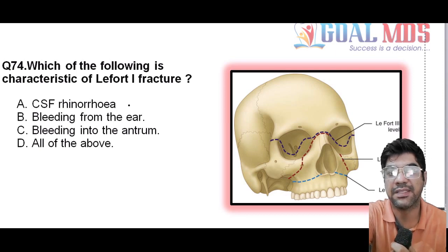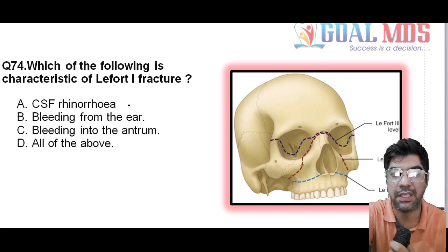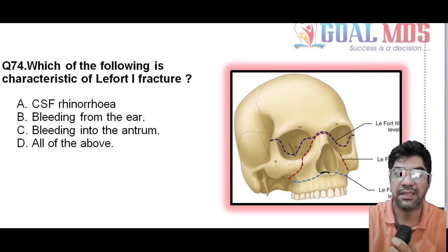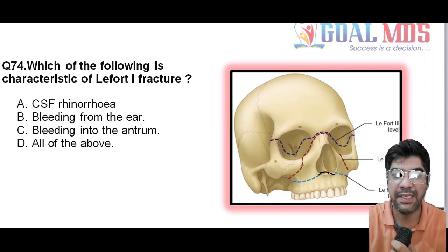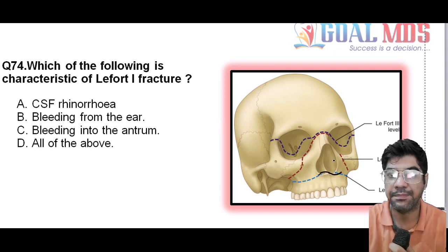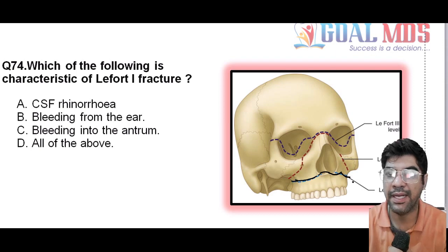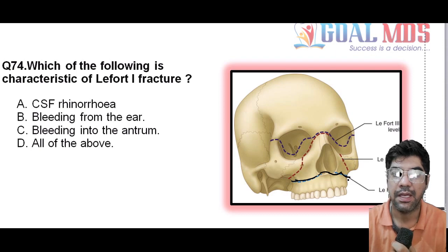So the Lee-Fort 1 fracture results in separation of the midface from the skull that creates fracture lines that run through the maxillary sinus. So what is the fracture line? The fracture line in the Lee-Fort 1 typically starts at the nasal septum, extends posteriorly along the floor of the nasal fossa, then continues through the anterior and inferior wall of the maxillary sinus, and finally ends near the pterygomaxillary junction.